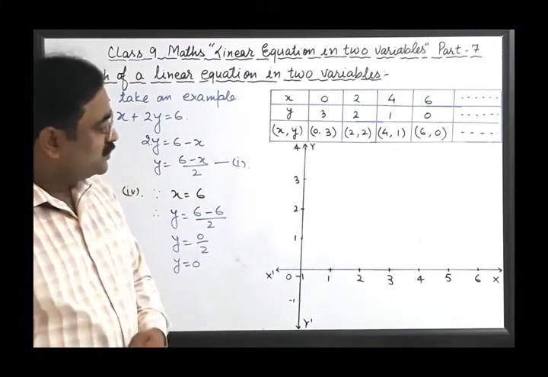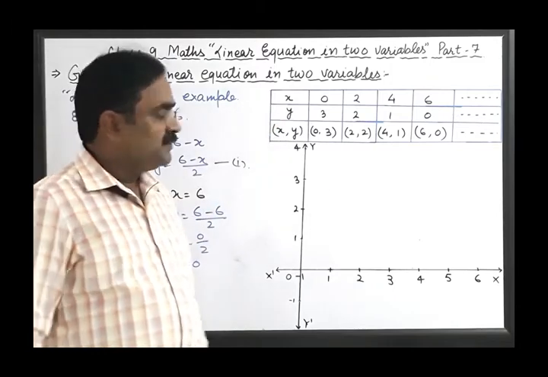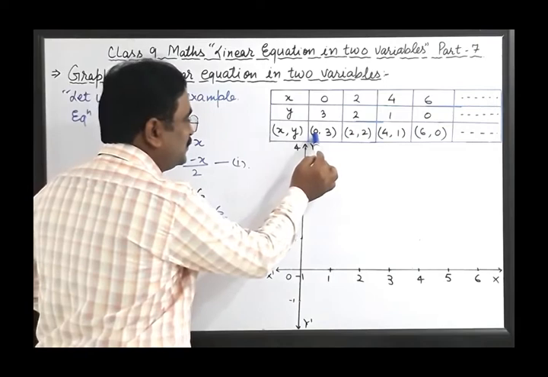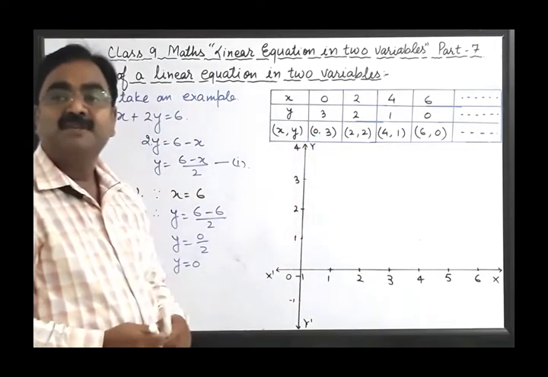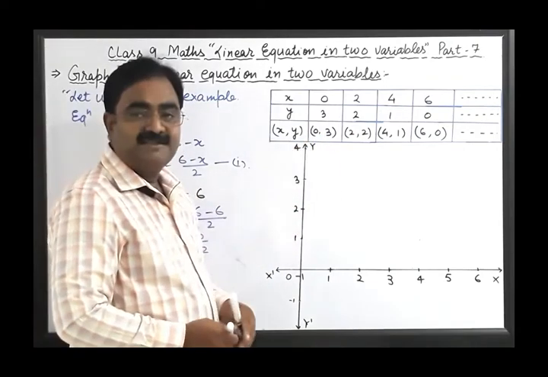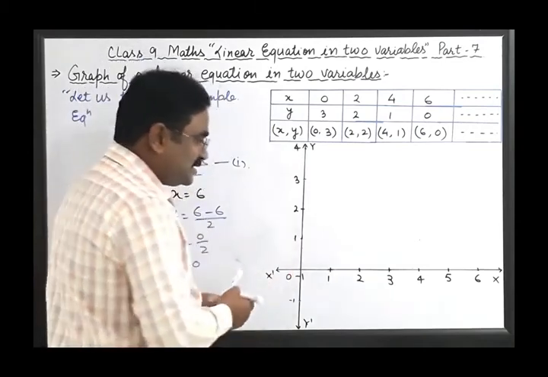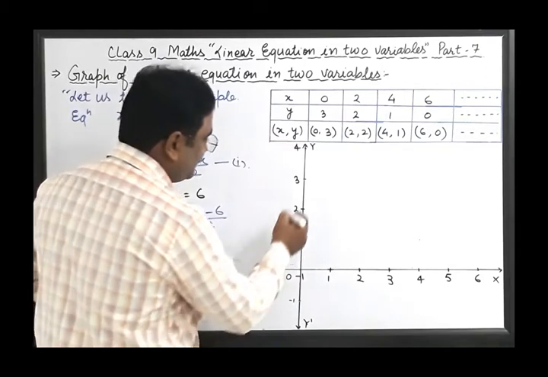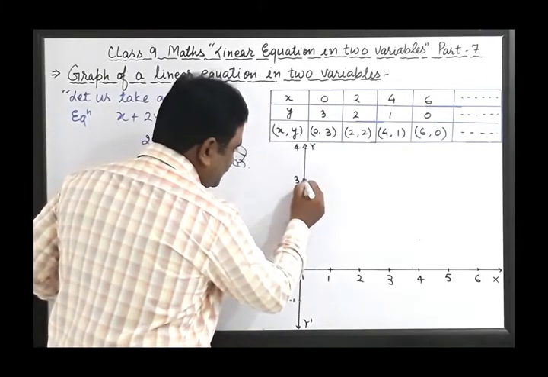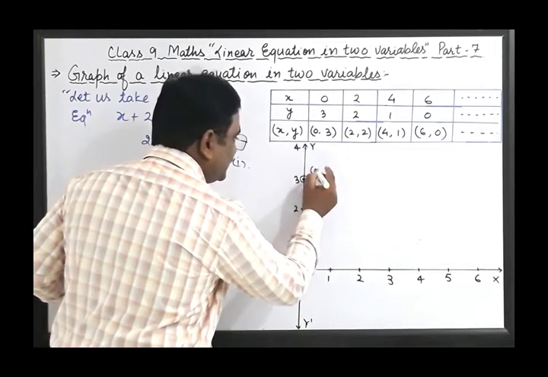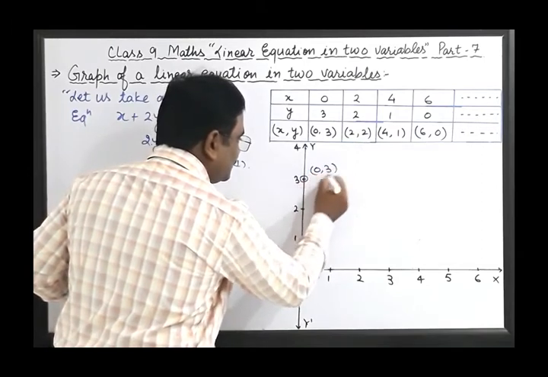Okay बच्चों, so let us start plotting these points. So first point is (0, 3). It means 0 on x-axis and 3 on y-axis. So 0 on x-axis means this is 0 and 3 on y-axis means this is the point whose coordinate is (0, 3).